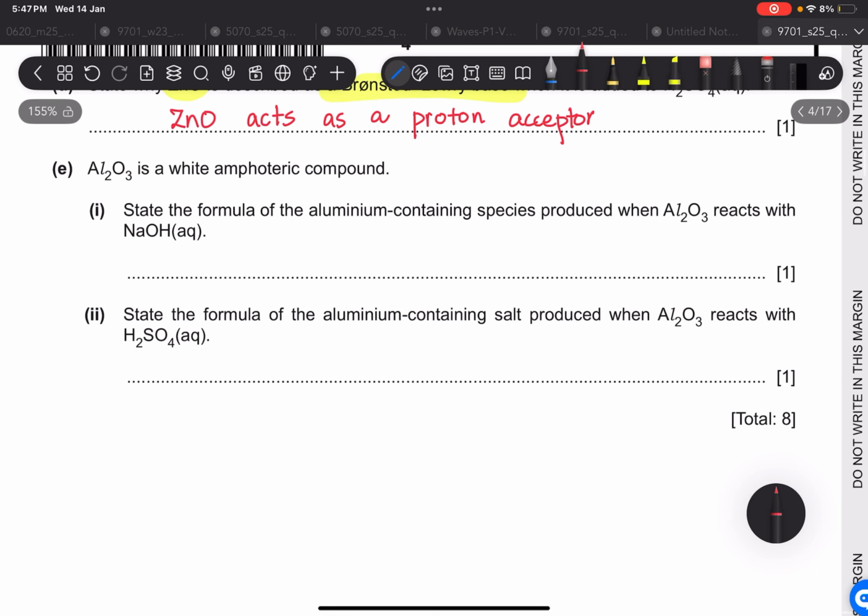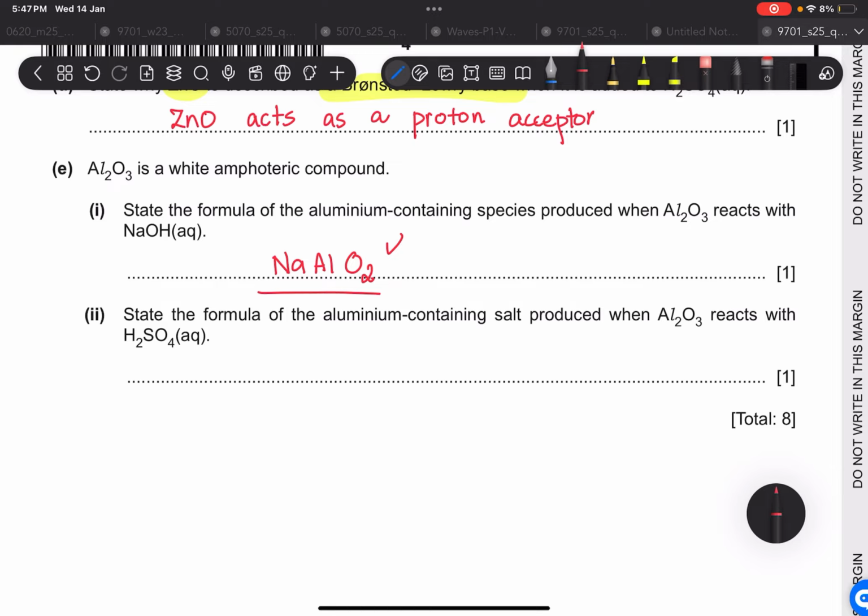You should know that sodium aluminate, NaAlO2, can be formed. This thing can be formed. And there's another thing that forms that's common. This thing can form. But what we commonly form is not this.